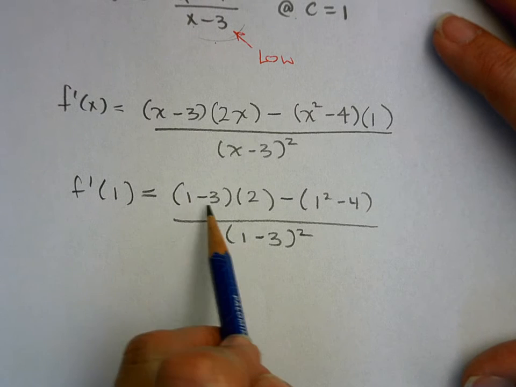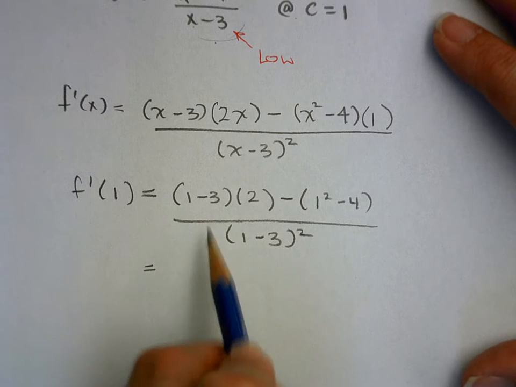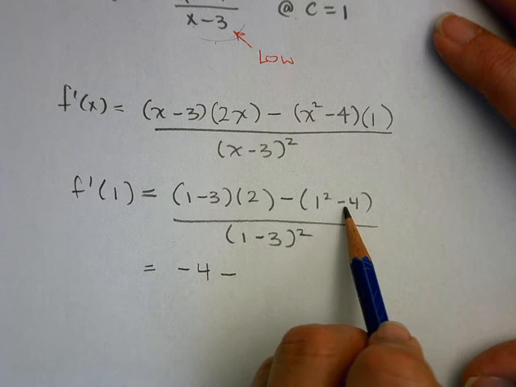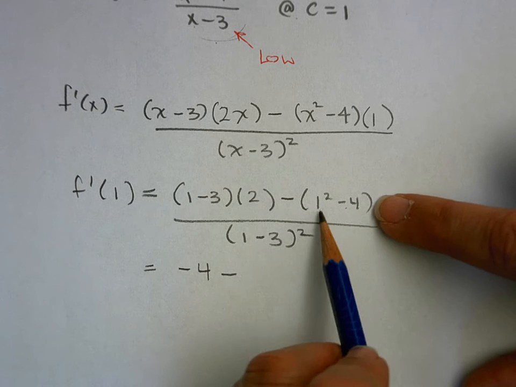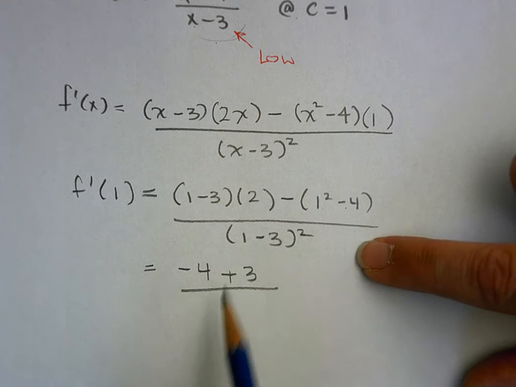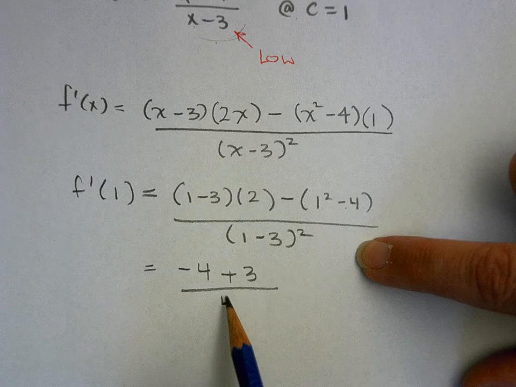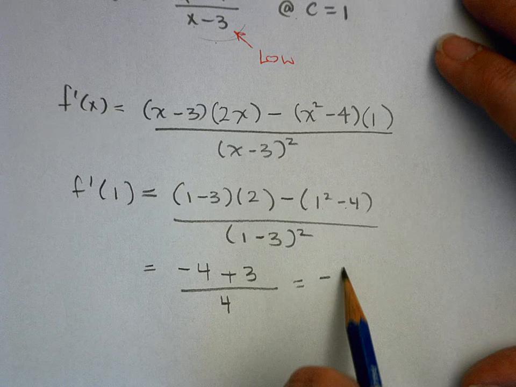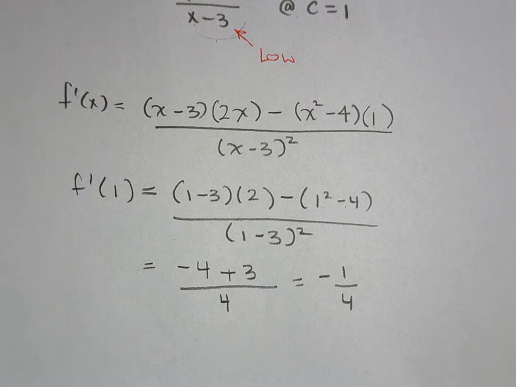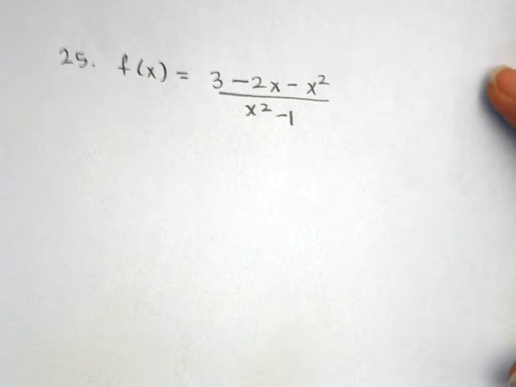So my 1 minus 3 is negative 2 times 2 is negative 4. And then 1 squared minus 4 is negative 3. So I would have a double negative there. And then 1 minus 3 is negative 2 squared is positive 4. So I would have negative 1 over 4. And so again, that would be my slope of my tangent line at c equals 1. Okay? All right, let's take a look at number 25.